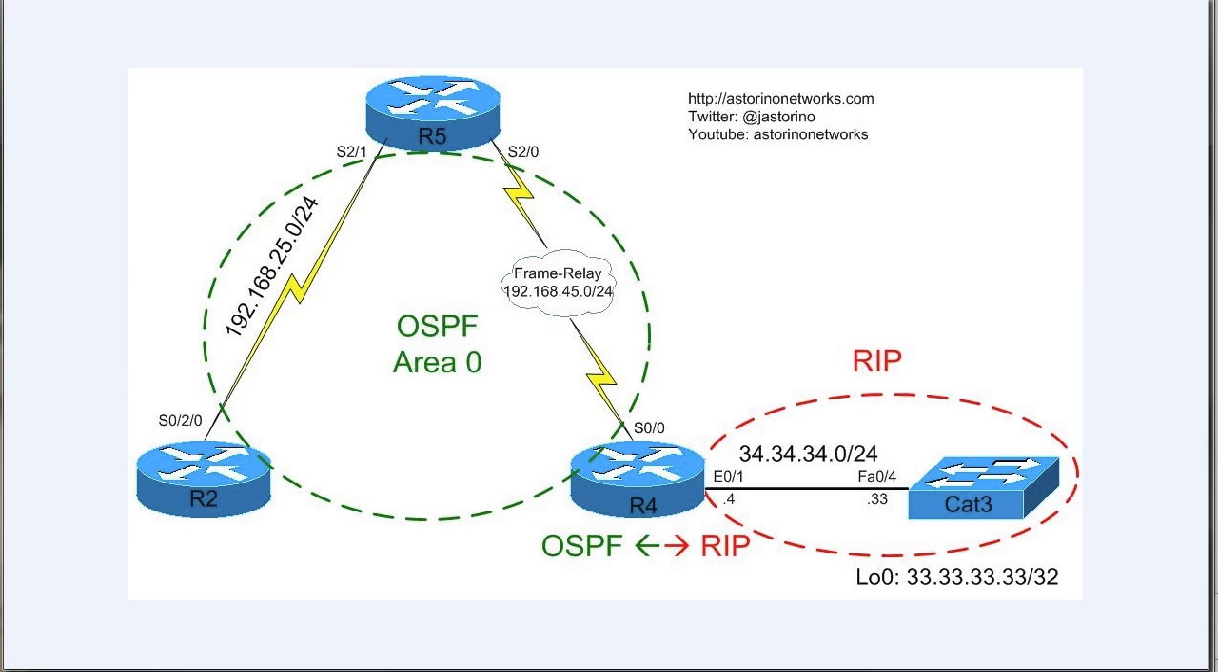Pretty simple setup. We've got router 2, router 5, and router 4 here, and they're all going to be running in OSPF area 0 to get started. And between router 4 and Cat 3 we've got a little bit of RIP version 2. And router 4 here is configured for mutual redistribution between RIP and OSPF. So before we get too much into things, let's just do a little verification on our routers.